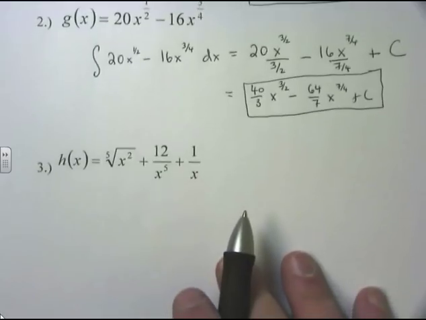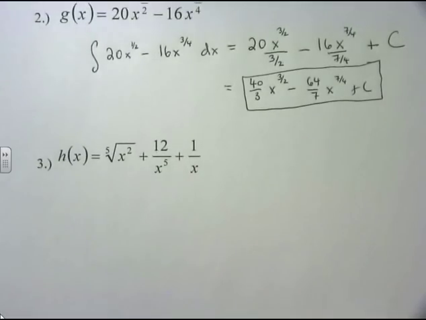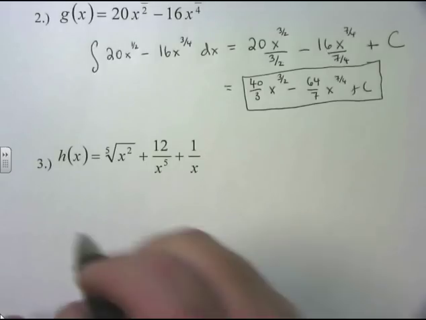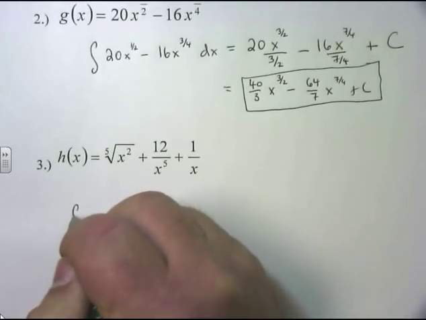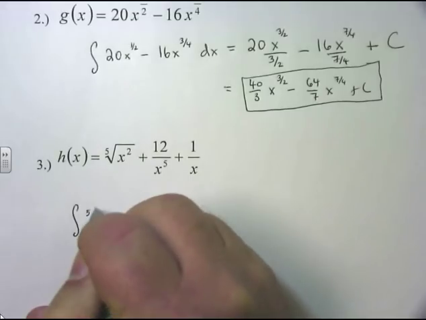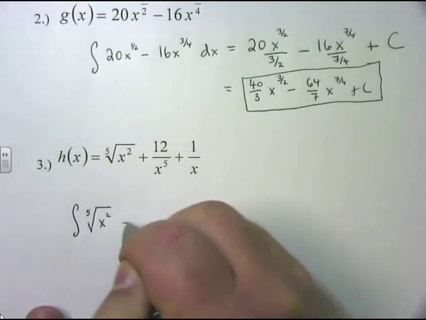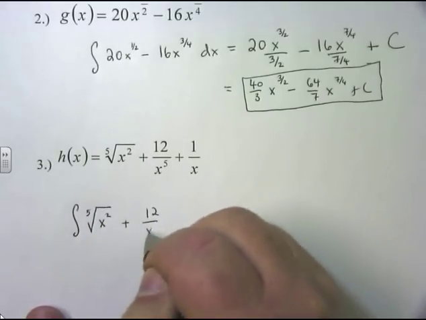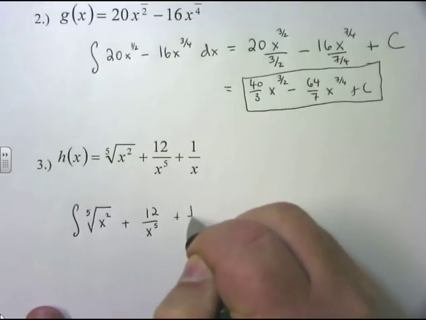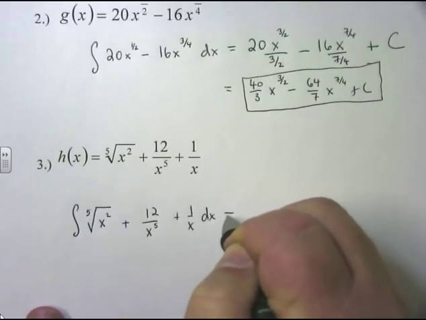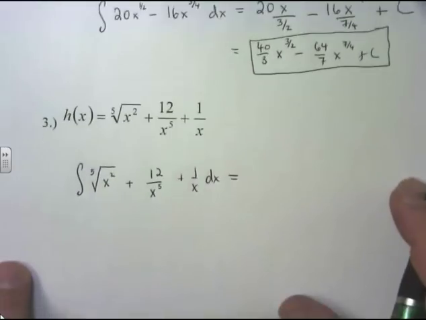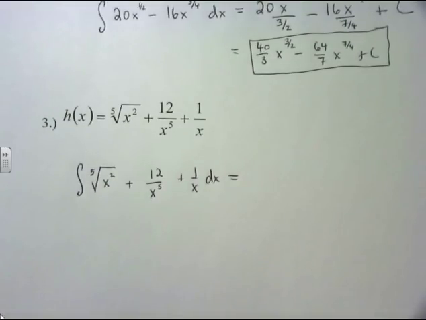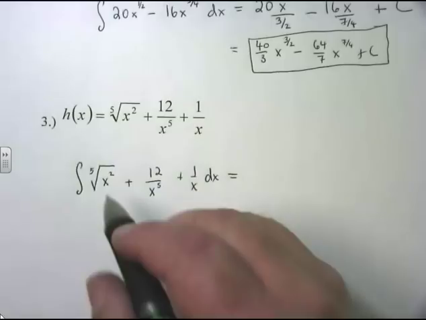Look at the next guy. Again, same directions here. You want to find the antiderivative of this guy. So here we go. We're going to integrate the 5th root of x squared plus 12 over x to the 5th plus 1 over x dx. Well, here's the big rule about this stuff. Clean it up first. Just like with derivatives you had to clean it up, with antiderivatives you also have to clean it up.